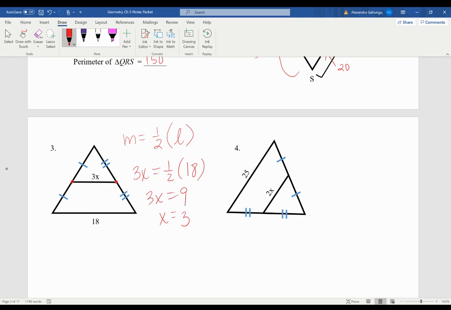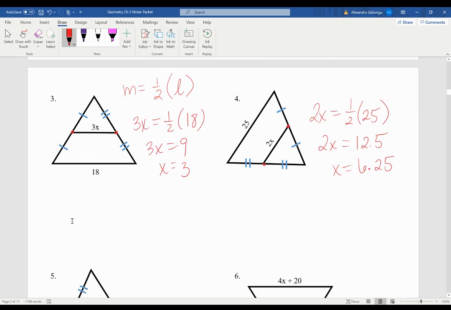Same thing with this guy. These are midpoints because of those tick marks, so 2x is equal to half the long side. And it's okay to get decimals here. Get 2x equal to 12.5, divide by 2, x is 6.25. Depending on the question, sometimes they'll have you plug it back in or not, so make sure to read the directions.